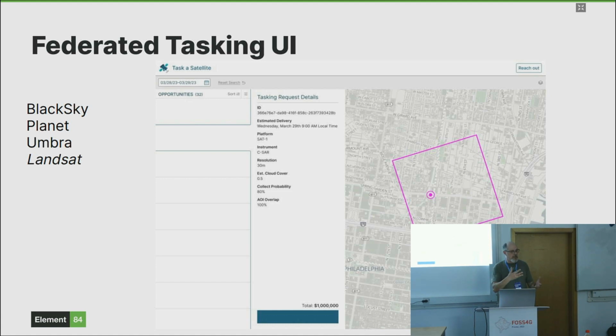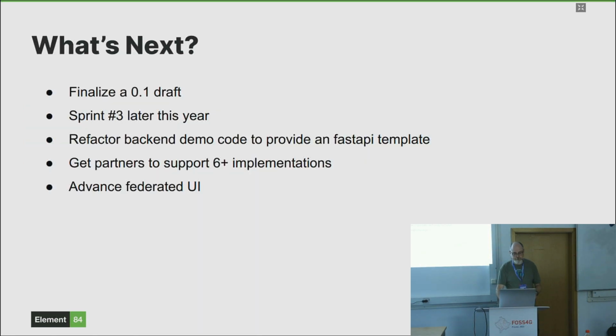Also, different types of sensors. Umbra, if you're not familiar with them, launches SAR satellites. Of course, Planet is optical. Black Sky kind of has a mix of a bunch of different satellites. And so it was a really great mix, and they all work a little differently, and we got this all working within this single API.